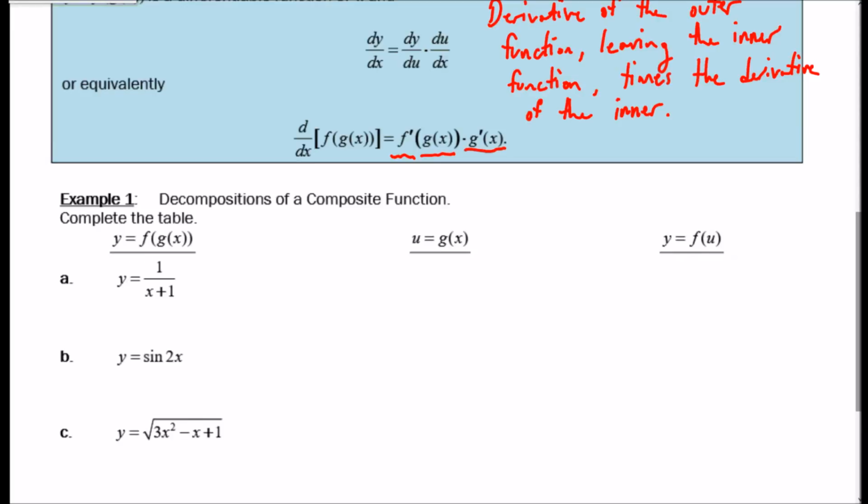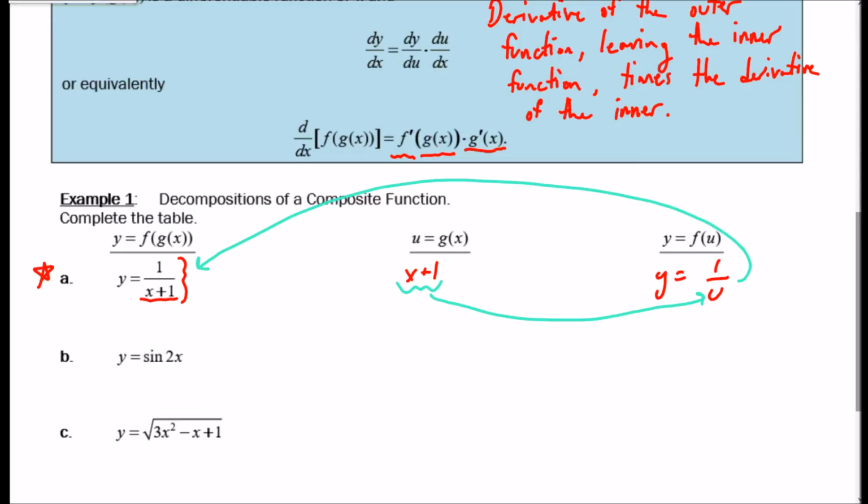On this particular function, example 1a, we have a linear function in the bottom of a rational function, so we have a composite function here. Our inner function is u equals x plus 1, and y equals f of u is y equals 1 over u. So you see, if I take this x plus 1 and plug it in for u, I will get back my original composite function.